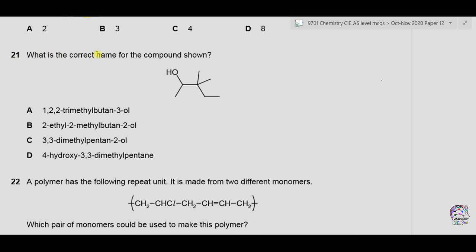Question 21. What is the correct name for the compound shown? Let's count the number of carbon atoms. We have 1, 2, 3, 4, 5 carbon atoms in the long chain. We have 2 CH3 substituents and 1 OH as a substituent. We have 5 carbon atoms in the long chain. With second carbon we have OH group. On third carbon we have 2 methyl groups attached. Rest are the number of hydrogen atoms.